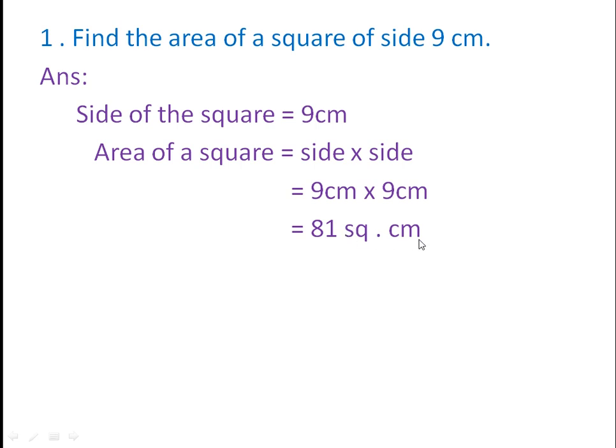In area, the unit of measure is square centimeters only. This is important. We should not write centimeters, here write down square centimeters. This is 81 square centimeters, the answer for the area of the square.